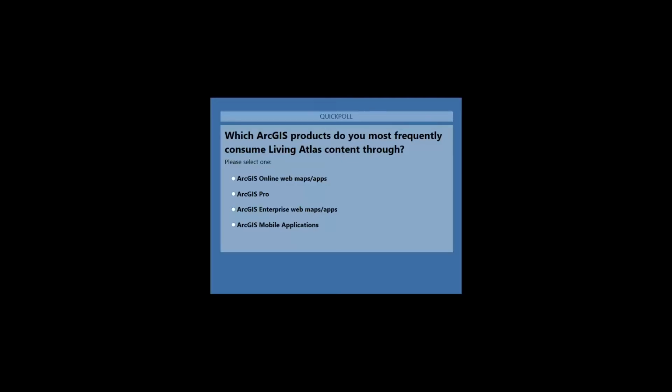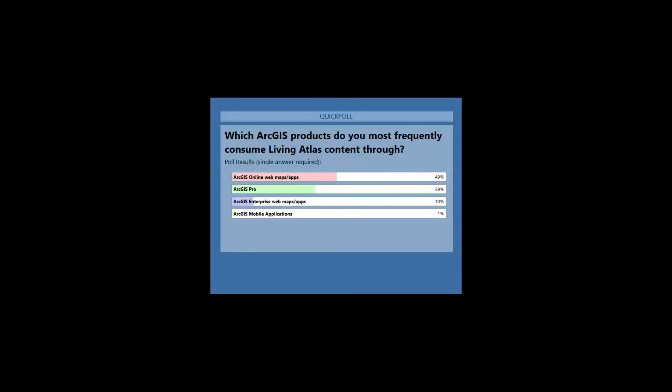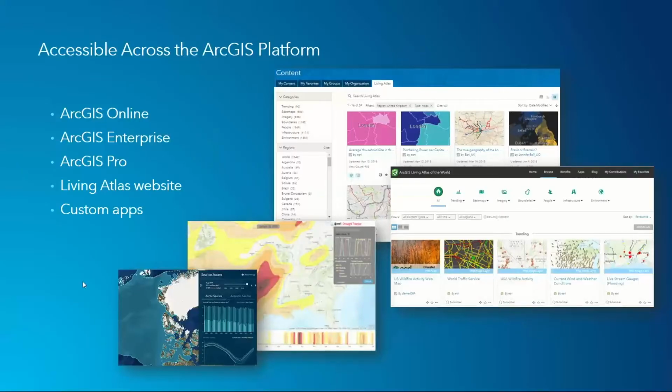So it looks like most folks are using ArcGIS Online, ArcGIS Pro, which is to be expected, and to some degree Enterprise, which Bonnie will touch on here shortly. So with that, I'd like to introduce my colleague, Bonnie Stair, to take it away.